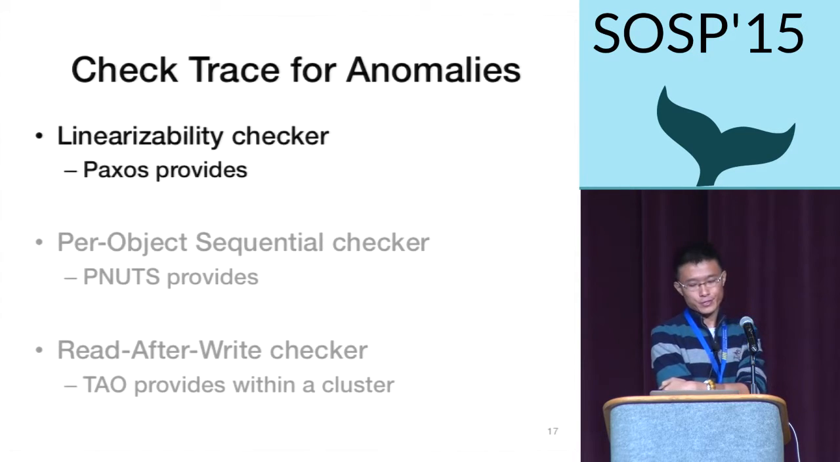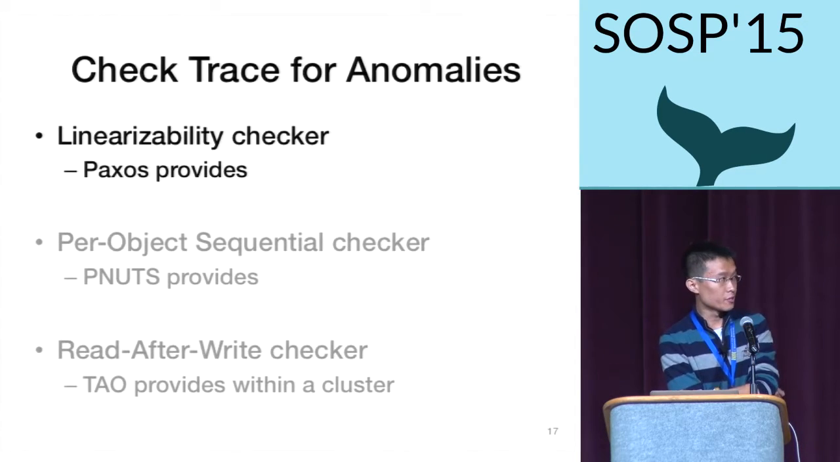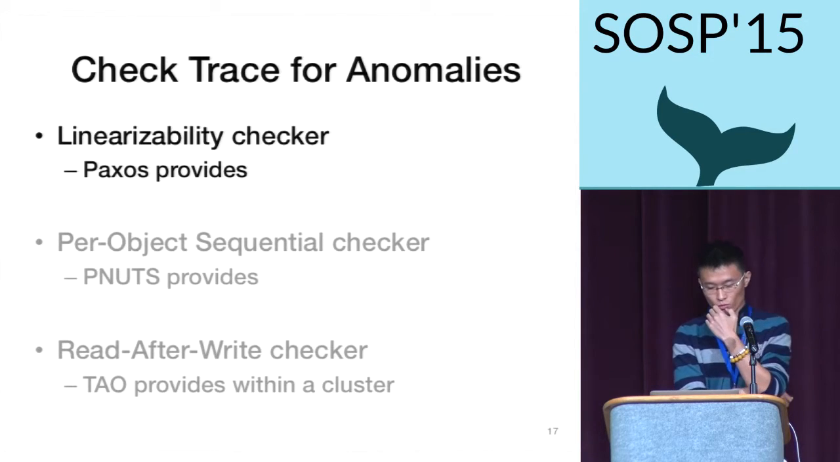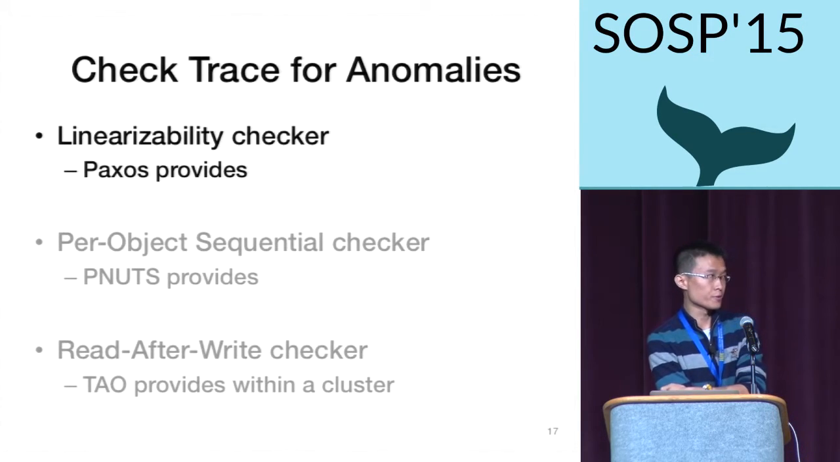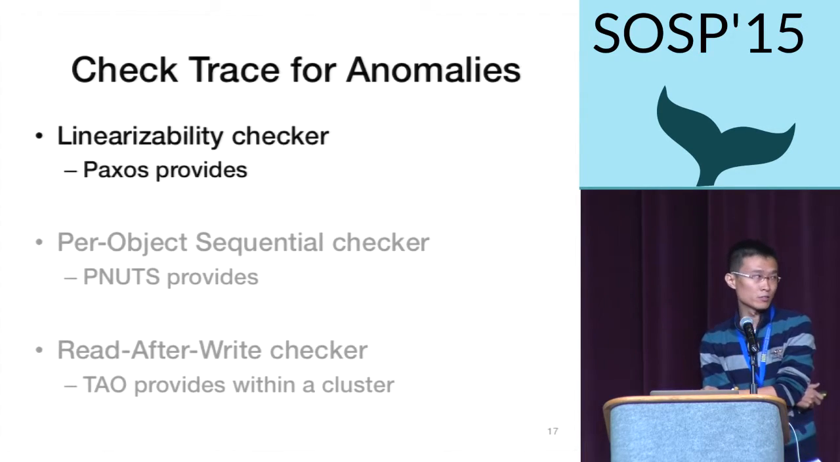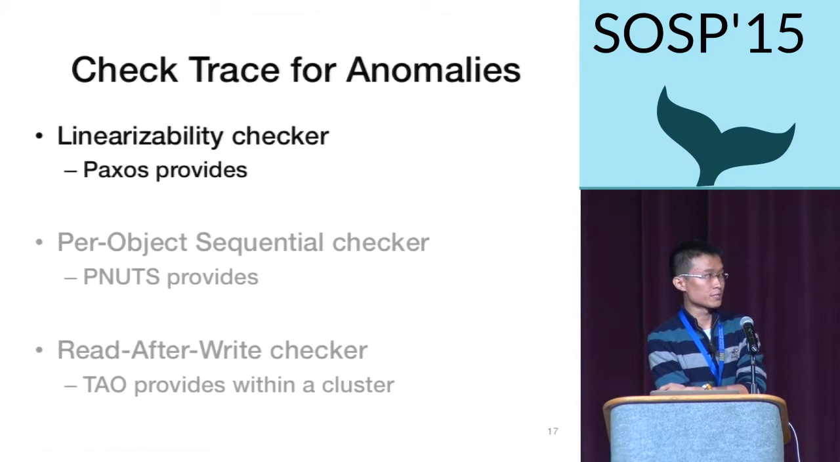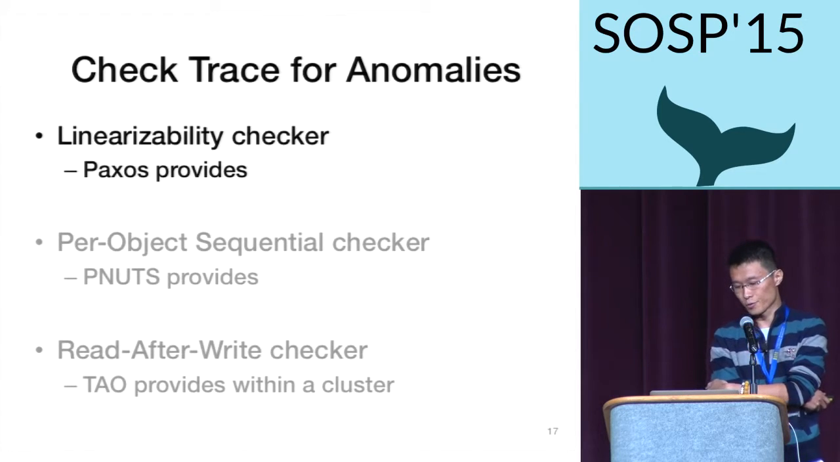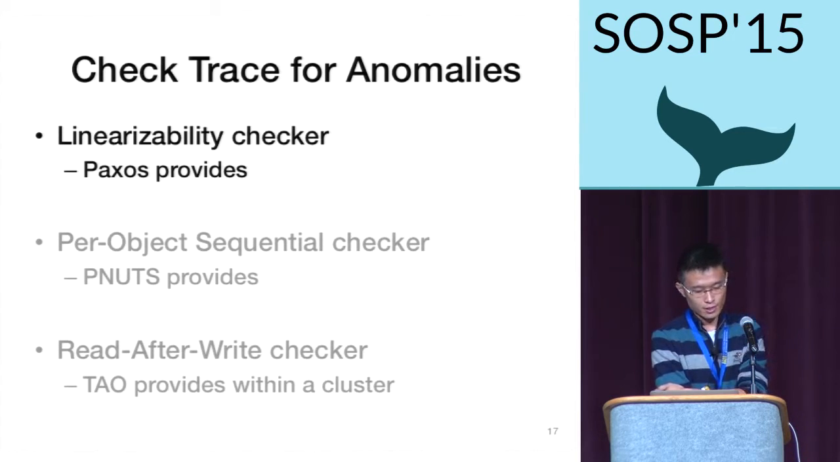Now we have the trace ready to check. We designed anomaly checkers for three consistency models. They are linearizability, per object sequential, and read after write. The reason we chose these three consistency models is that, first, again, they are all local consistency models. And second, we think they are representative because linearizability is what Pegasus provides, per object sequential is what Yahoo PNUTS provides, and read after write is what Tau provides within a cluster. So in this talk, I will only cover the linearizability checker.